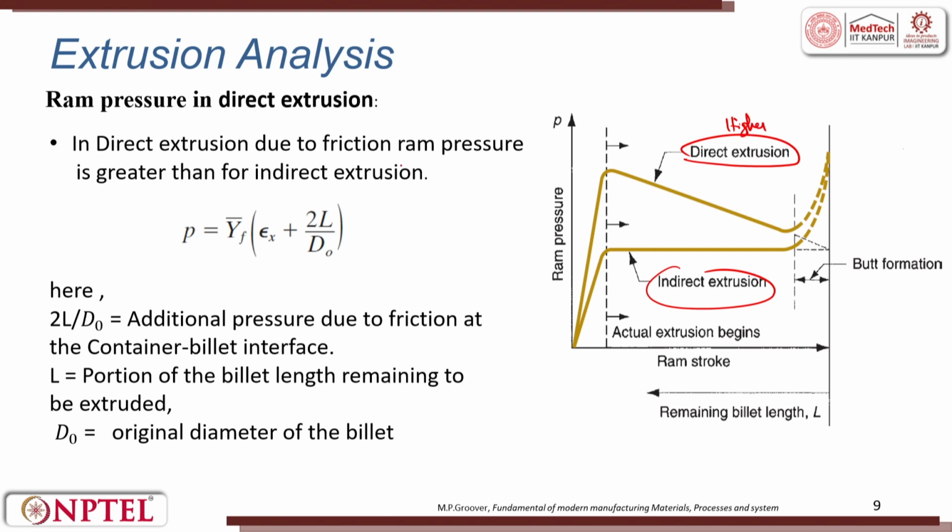In direct extrusion, due to friction, the ram pressure is greater than in indirect extrusion. P is equal to Y bar into the sum of epsilon and the ratio of length by diameter, where this is an additional pressure. L is the length of the billet that is remaining to be extruded. D naught is the original diameter of the billet.